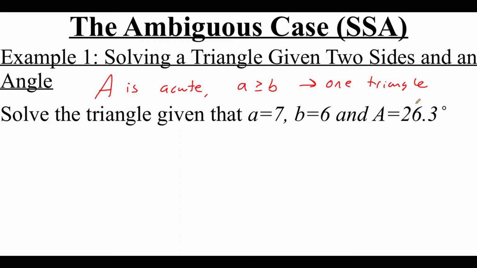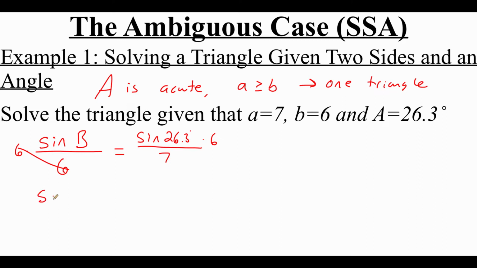So based on the information that we have available to us, the first thing I want to find is angle B. And since I want to find an angle, then I'm going to use the form of the law of sines where I have the sine of angle B on the top of this fraction. Now on the bottom should be side B, which is 6. Because I put an angle on top, I need to put an angle on top of the other side. So this is going to be the sine of angle A, which is 26.3 degrees, divided by side A, which is 7. Now I'm going to multiply this 6 over to the other side.